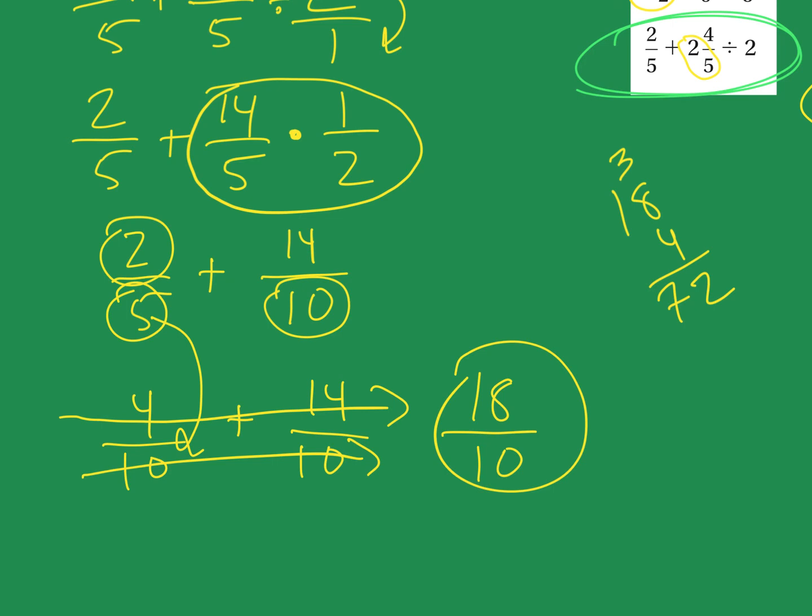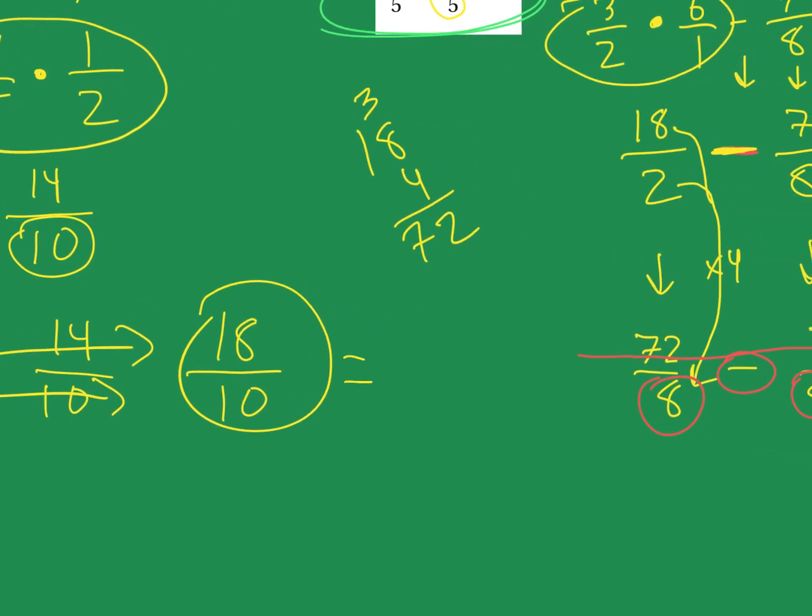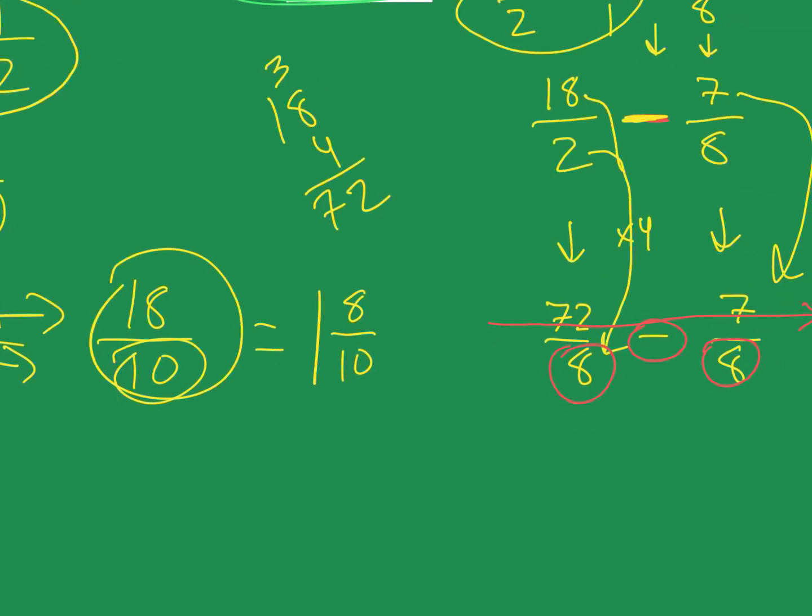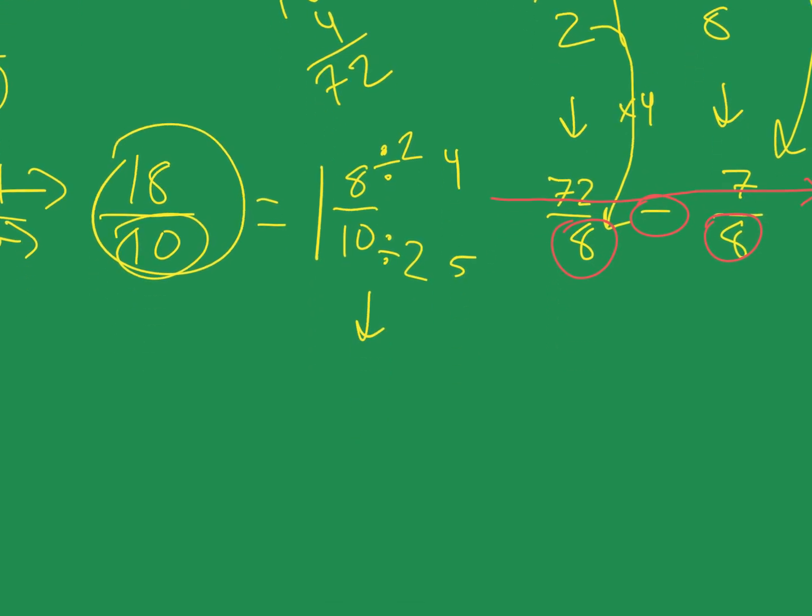Improper fraction needs to be converted to mixed number. 10 goes into 18 once, with 8 remaining. To simplify this, I'm going to divide each of these, the numerator and the denominator, by 2, which means this will become 4 and this will become 5. So my final simplified answer is 1 4/5.